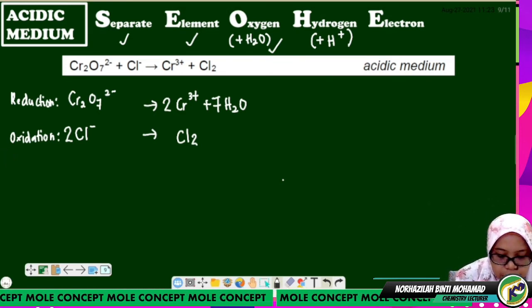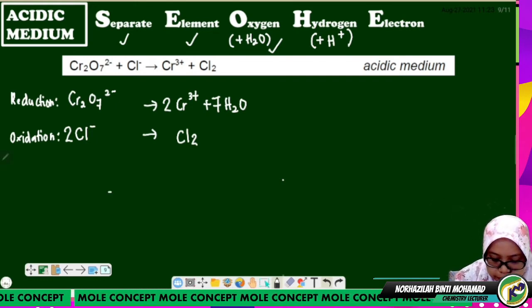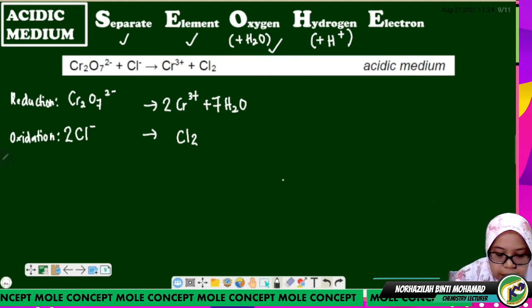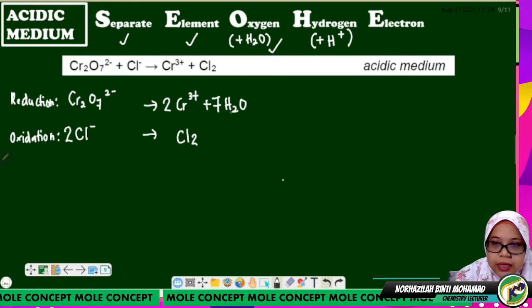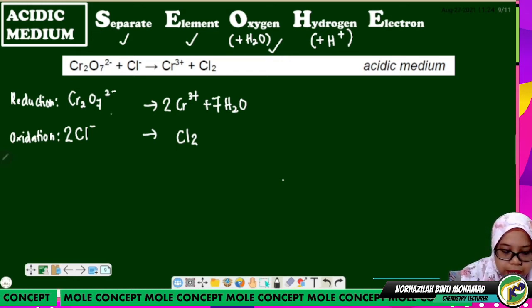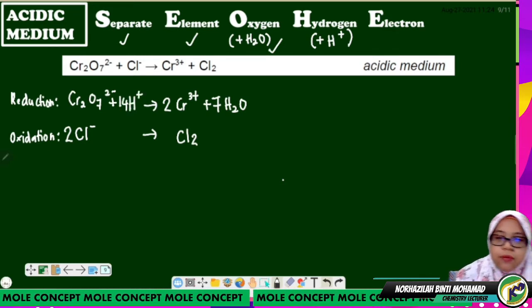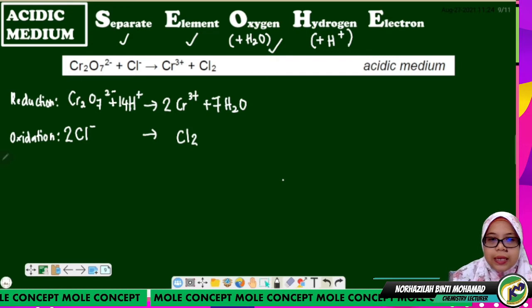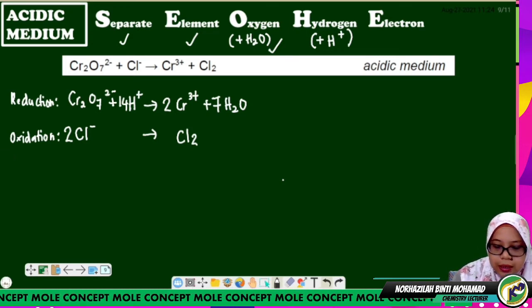So look at this one. For the reduction reaction, on the product side we have 7 times 2, 14 hydrogen. So we need to add 14 H plus. For oxidation, there is no hydrogen, so no need to do anything.